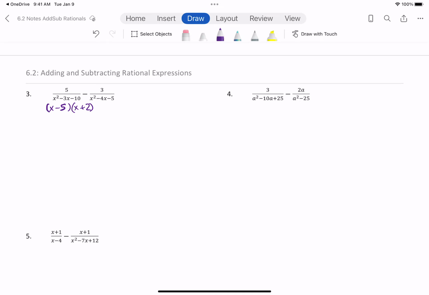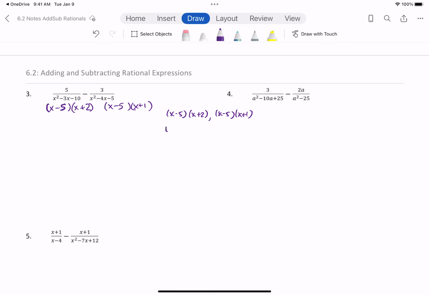And for the second denominator, this is also a trinomial with an a equal to 1. So I need x times x. Then my c is negative 5, and I want to add to negative 4. So I'm going to need minus 5 and positive 1. So my denominators are x minus 5, x plus 2, and x minus 5, x plus 1.